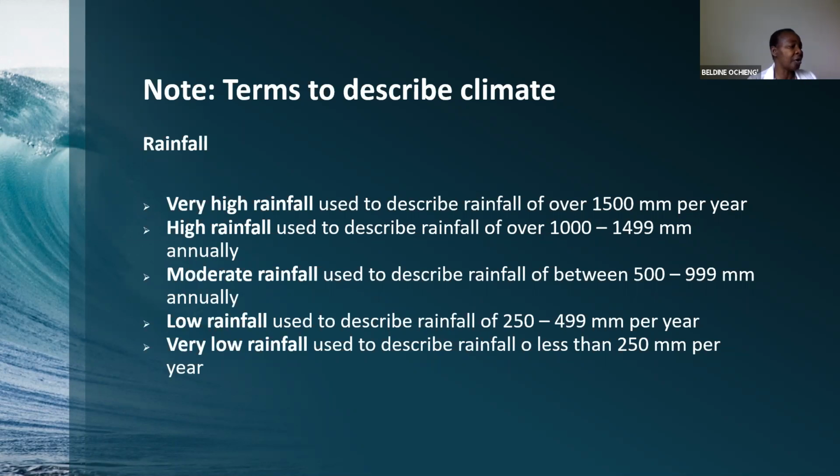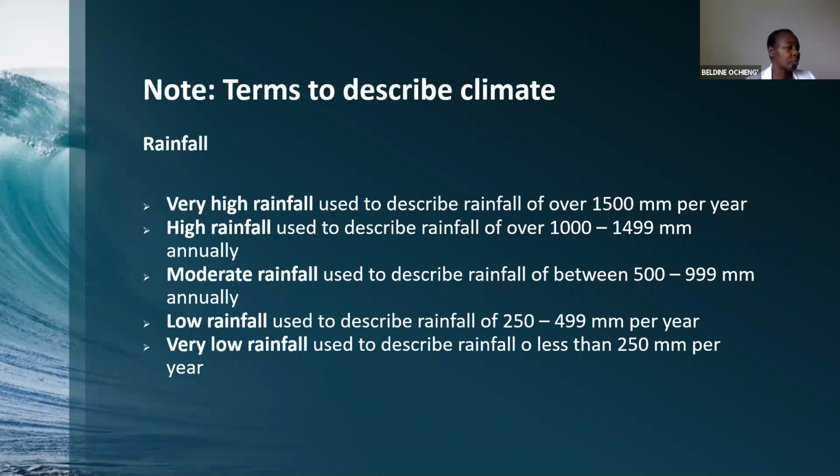When we talk of low rainfall, what do we mean? Low rainfall is used to describe rainfall of 250 millimeters to 499 millimeters per annum. That is low rainfall per the standard. So if you've forgotten the figures and you write low rainfall and the figures are within 250 to 499 millimeters, you'll still score.